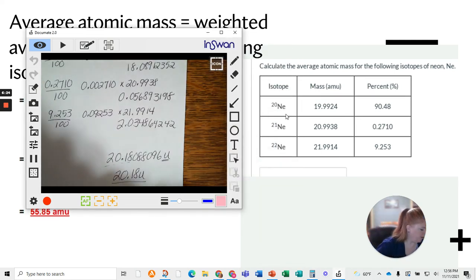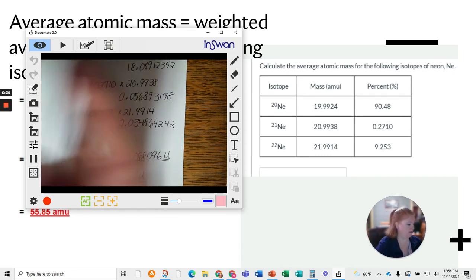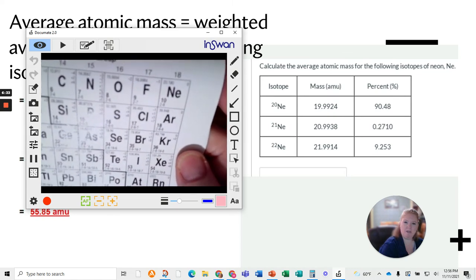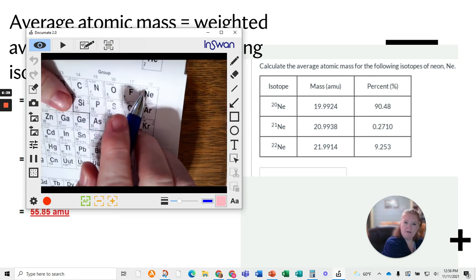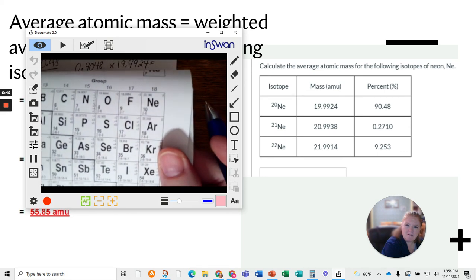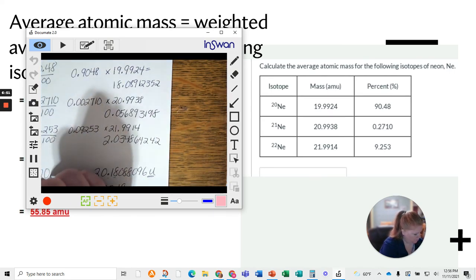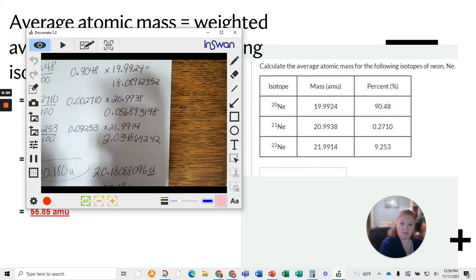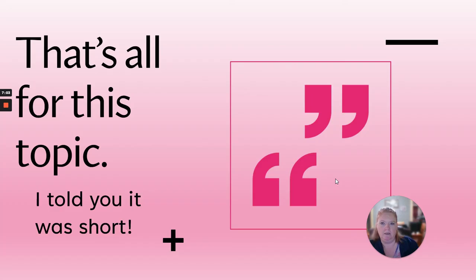Now, this was what element? Neon. So what I tell students to do is go to the periodic table, find neon, and look at its atomic mass on the periodic table. So right here, it's a little hard to see. It is 20.180 on the periodic table. Well, my answer and that answer are ridiculously close, so I'm good. So that's how I know I did it correctly. And that's it. That's how you do average atomic mass for isotopes.